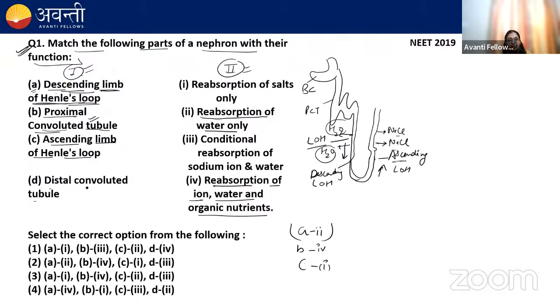Distal convoluted tubule, DCT. DCT shows conditional reabsorption of sodium ions and water. And the collecting duct also shows conditional reabsorption of water. Remember this. So D would be 3. Now match: A second, B 4th, C 1, and D 3. So the correct option is 2. I hope it is clear now.